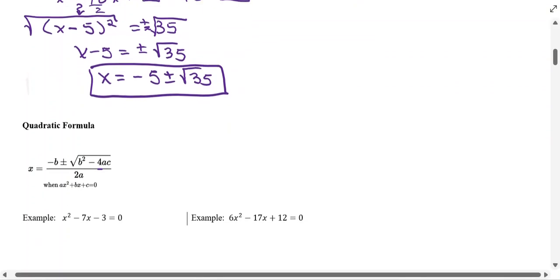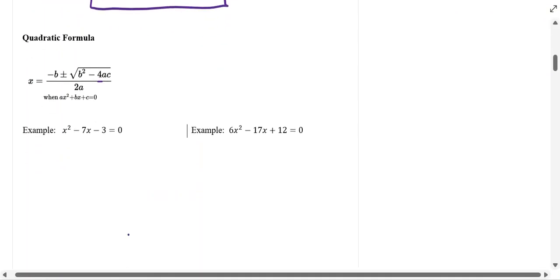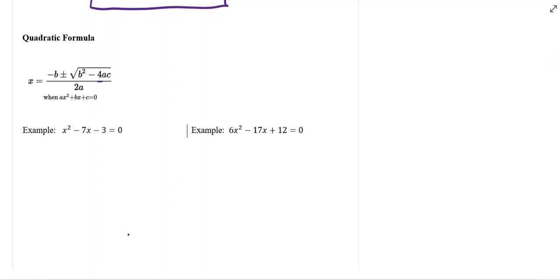The other method we have is the quadratic formula, and I want you to be careful on your homework. Read the instructions completely. Some of the problems I'm going to ask you to solve using completing the square, and some of them using the quadratic formula. You need to use the method you're asked to use.